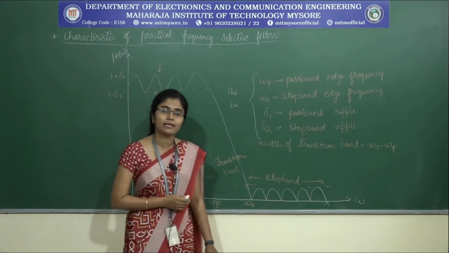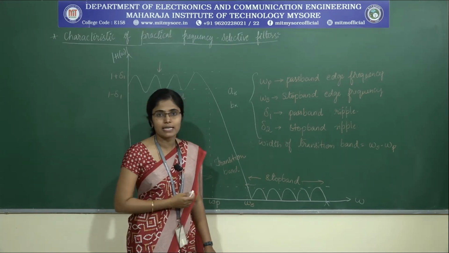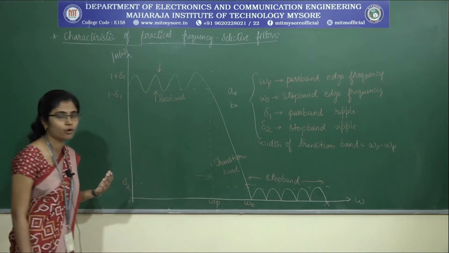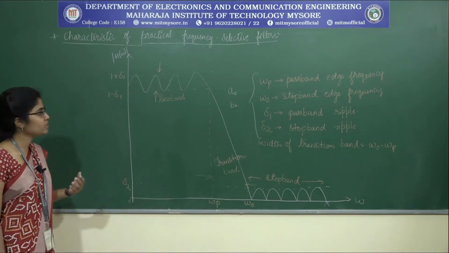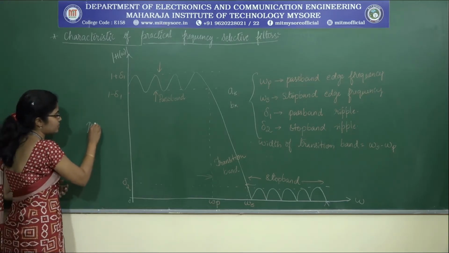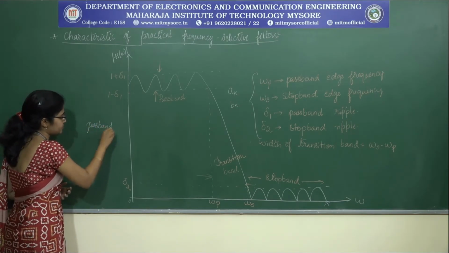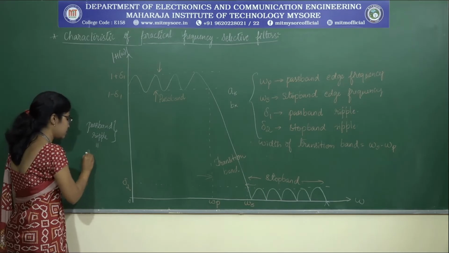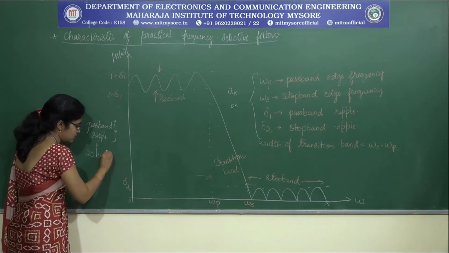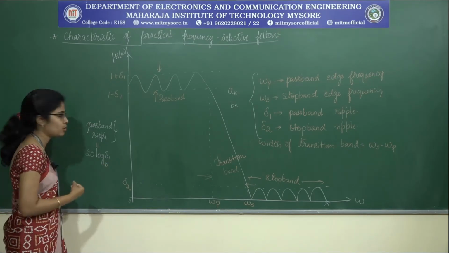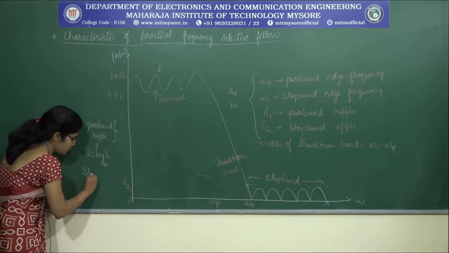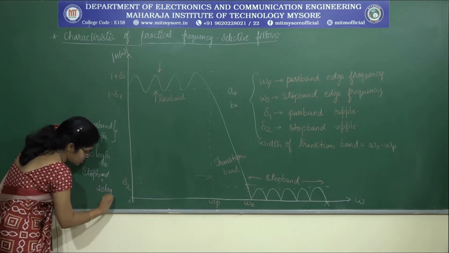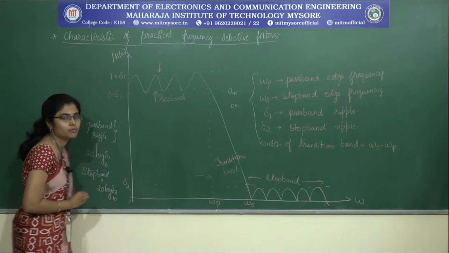So this is all about the characteristics of practical frequency selective filters. To accommodate the large range in the frequency response of a filter, we use logarithmic scale. When we use logarithmic scale, the passband ripple will be equal to 20 log delta 1 to the base 10. Similarly, the stop band ripple will be equal to 20 log delta 2 to the base 10.